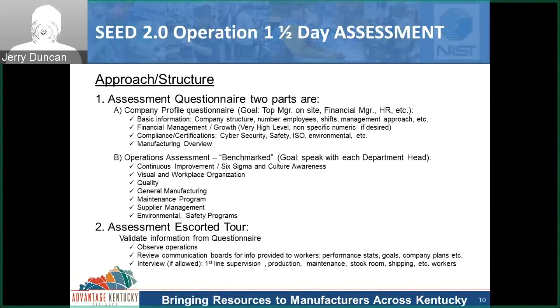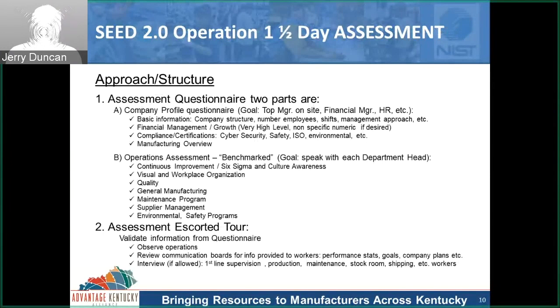Okay, the assessment questionnaire is in 2 parts, and I've already mentioned those, but here's a little more detail. We have the company profile questionnaire, and like I said, it's a little basic information, but we're going to talk about financial management, and we're going to talk about growth and the things in this area. We do get numbers. We're not there to get confidential information, but they could tell us, hey, our sales are up 15% over last year, if they don't want to share what their actual sales are. If they're okay with sharing it, then we'll capture that information.